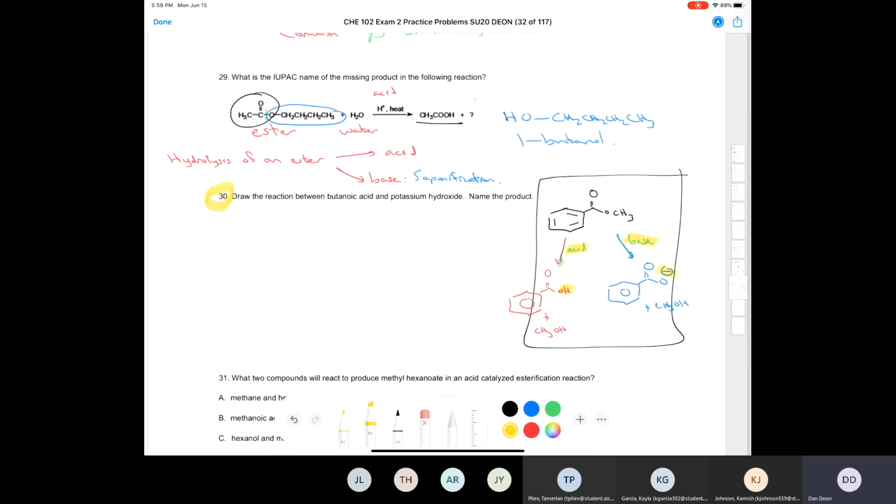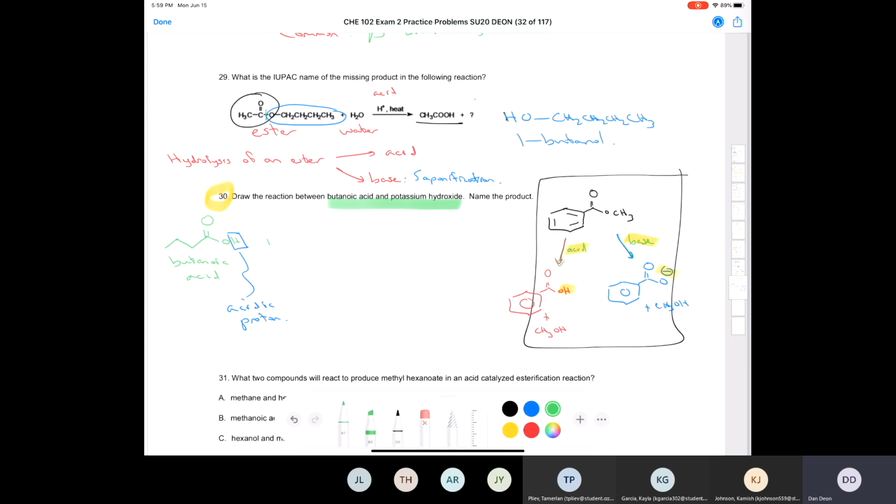It says, draw a reaction between butanoic acid and potassium hydroxide. I'll do it in green pen. So if I take butanoic acid, so 1, 2, 3, 4. So this is butanoic acid. Remember, in a carboxylic acid, this is the acidic proton. That's the acidic hydrogen atom.